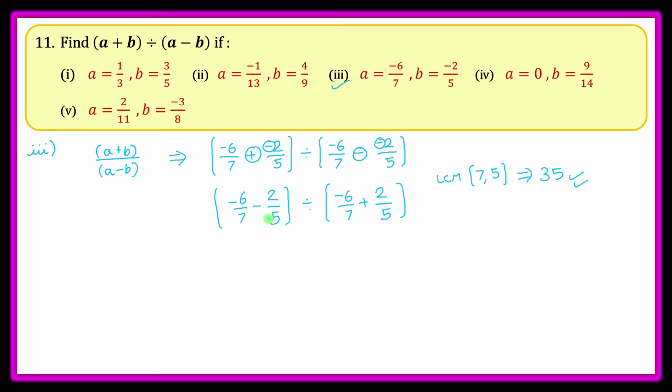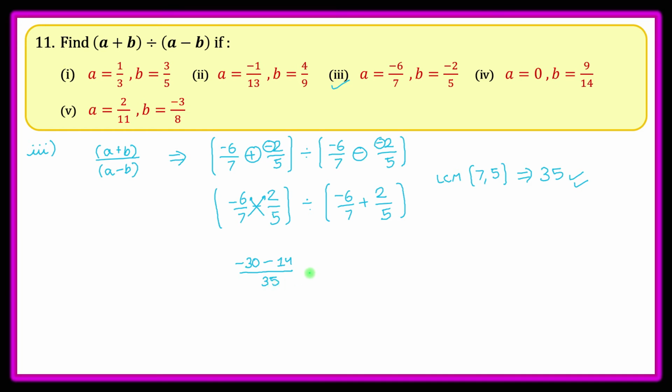So let's see. We are going to just cross multiply like this. 5 into minus 6 is minus 30. Then 7 into 2 is 14, but there is a minus sign also, so we put the minus sign here. Minus positive 14, divided by 7 into 5, that is 35.